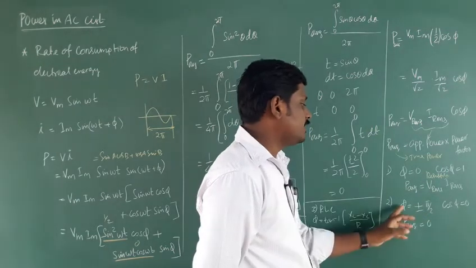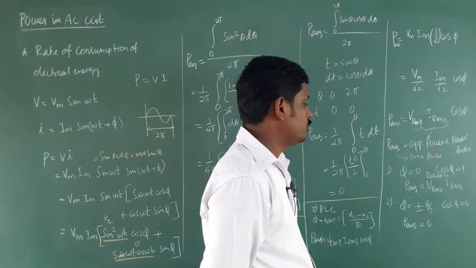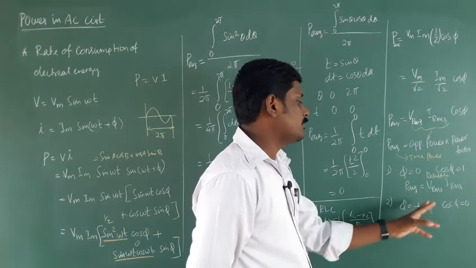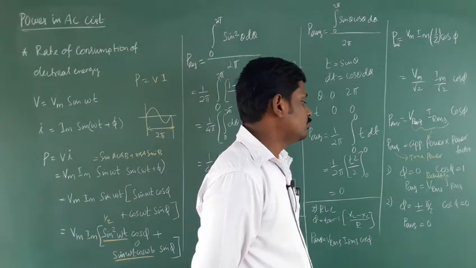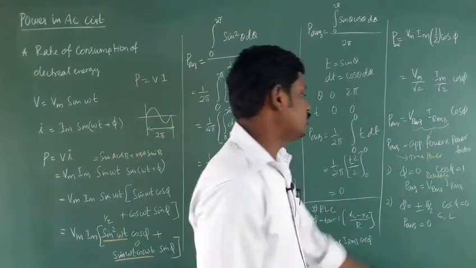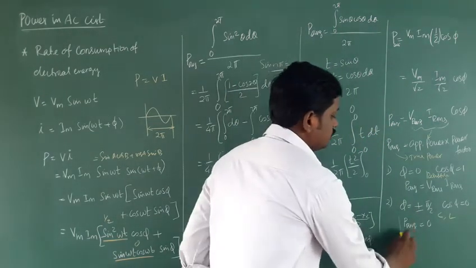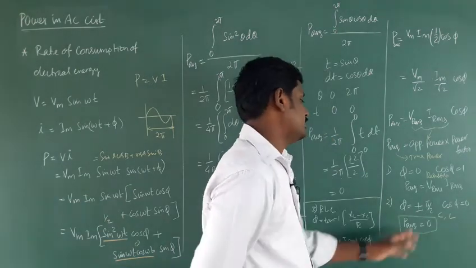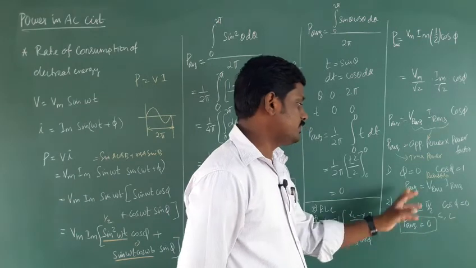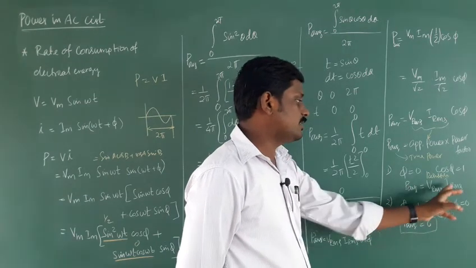Then phi is equal to plus or minus pi by 2. Cos of pi by 2, that is cos 90, equals 0. So the circuit is capacitive or inductive, and P average is equal to 0. If it is resistive, P average is Vrms into Irms.